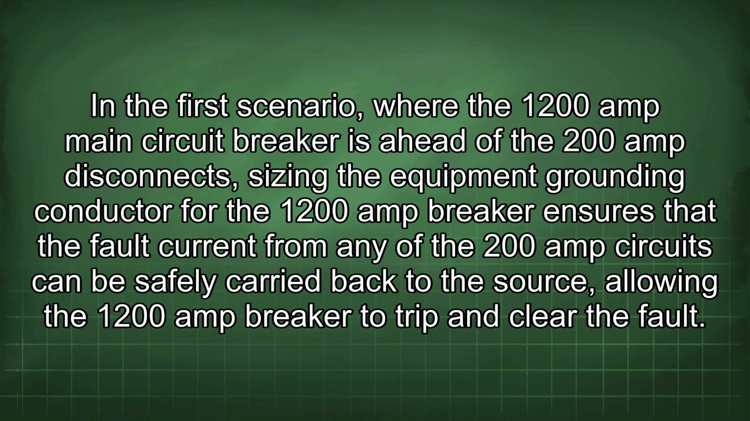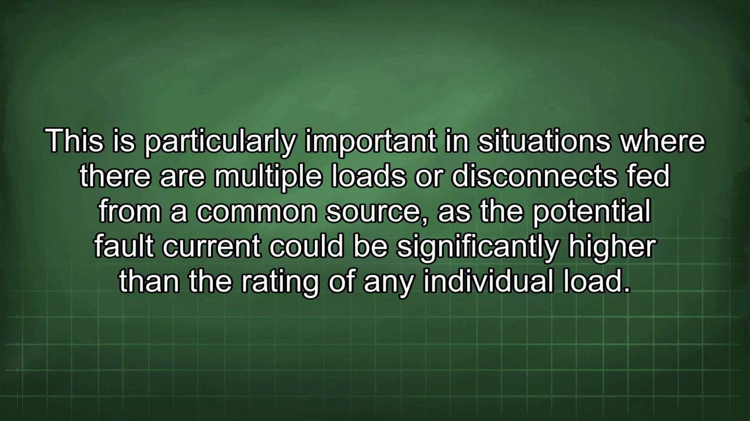In the first scenario, where the 1200 amp main circuit breaker is ahead of the 200 amp disconnects, sizing the equipment grounding conductor for the 1200 amp breaker ensures that the fault current from any of the 200 amp circuits can be safely carried back to the source, allowing the 1200 amp breaker to trip and clear the fault. This is particularly important in situations where there are multiple loads or disconnects fed from a common source, as the potential fault current could be significantly higher than the rating of any individual load.